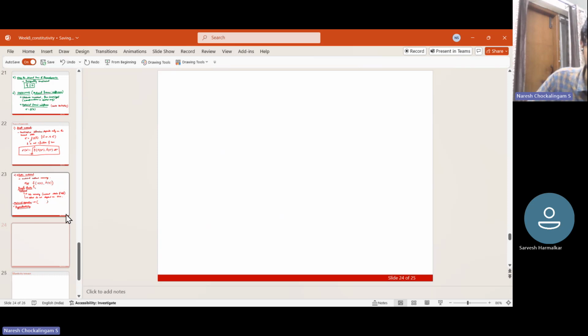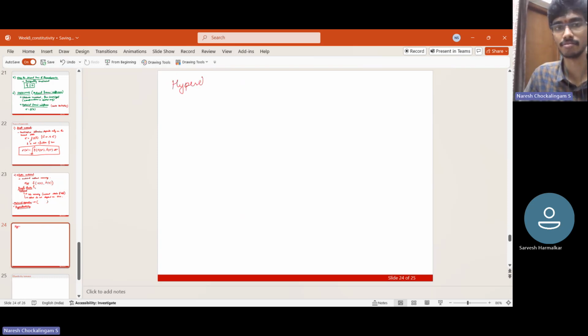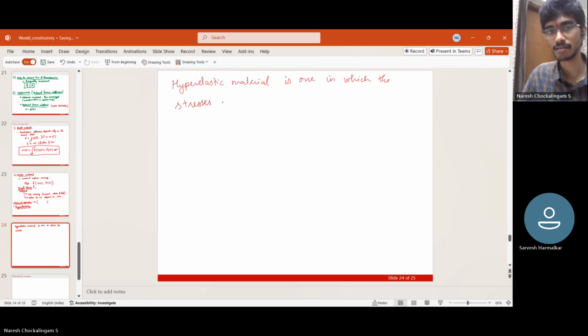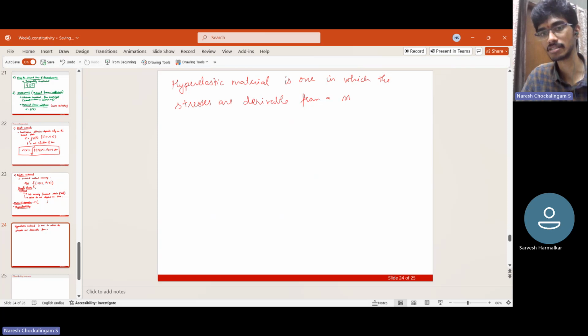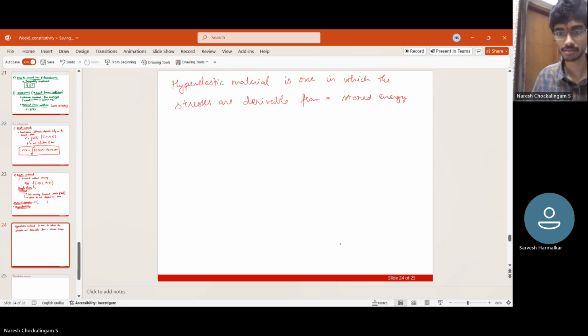So hyperelasticity is where the stresses are derivable. A hyperelastic material is an elastic material in which the stresses are derivable from a stored energy function or a strain energy function.